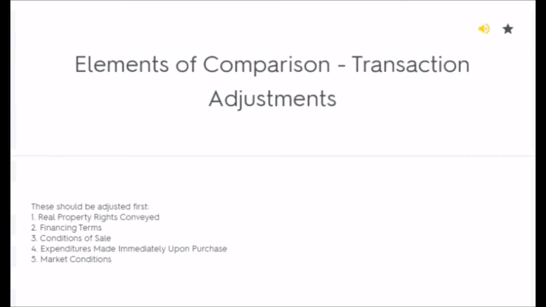Elements of comparison. Transaction adjustments. These should be adjusted first. 1. Real property rights conveyed. 2. Financing terms. 3. Conditions of sale. 4. Expenditures made immediately upon purchase. 5. Market conditions.